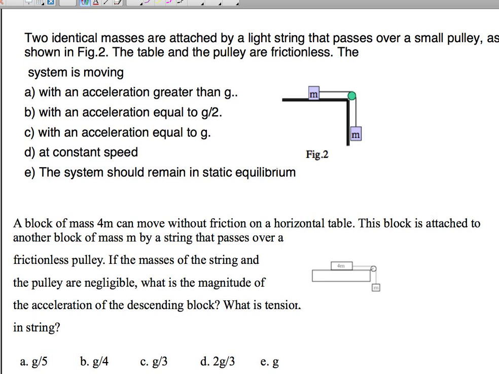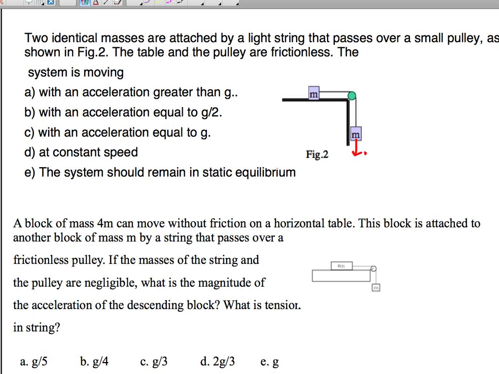Okay, let's finish this off by doing a couple of problems involving pulleys, simple examples involving pulleys. Let's look at this first example. We have two identical pulleys, no friction. What's the acceleration of the system?